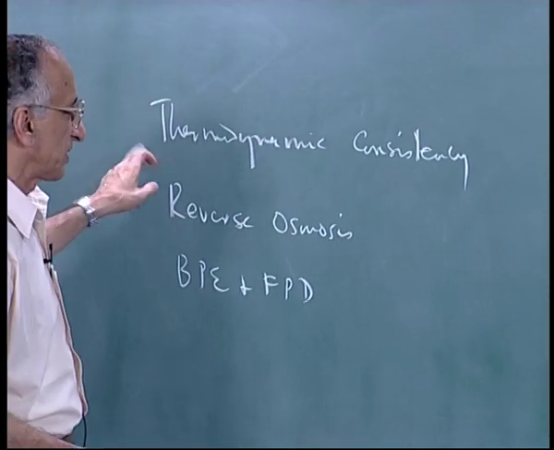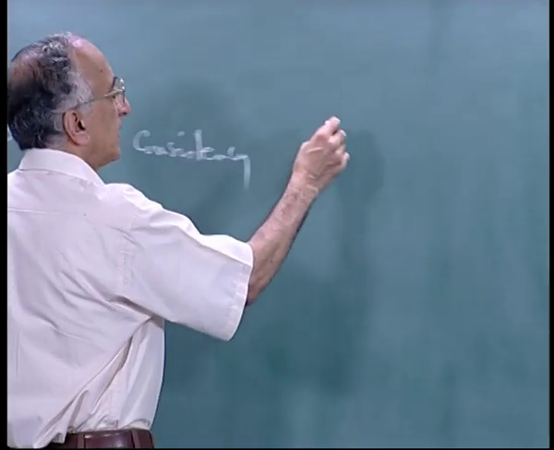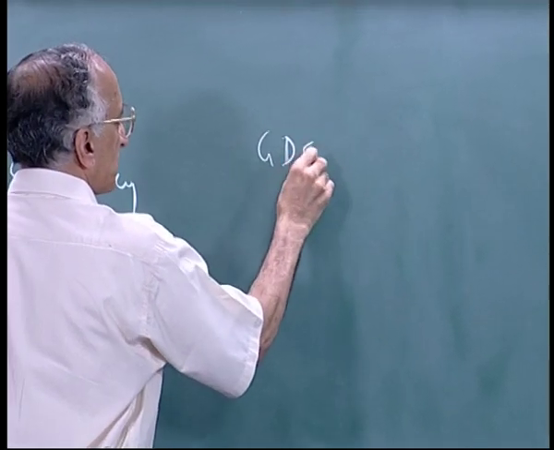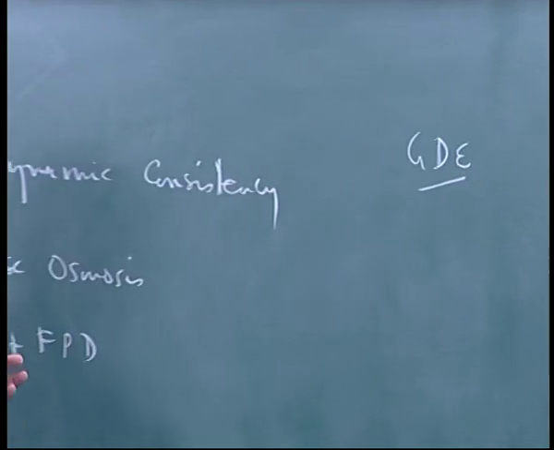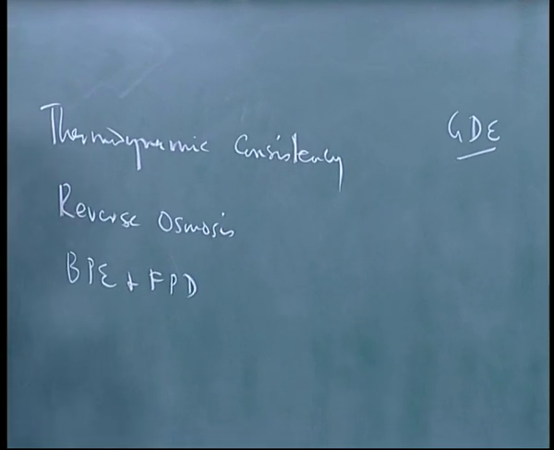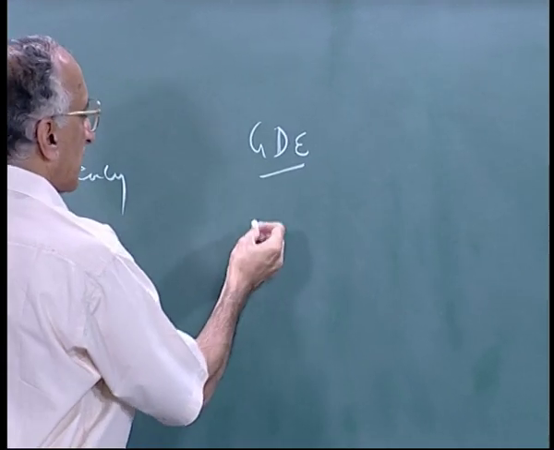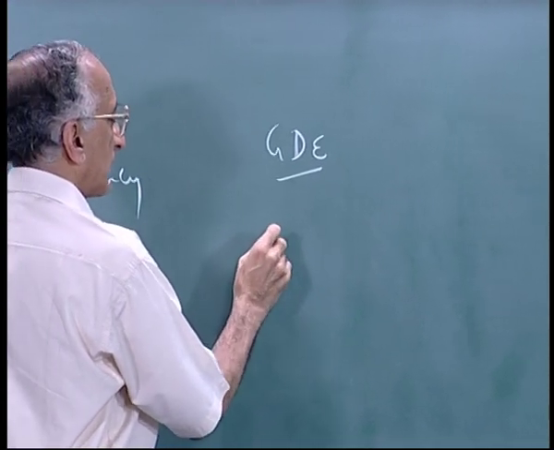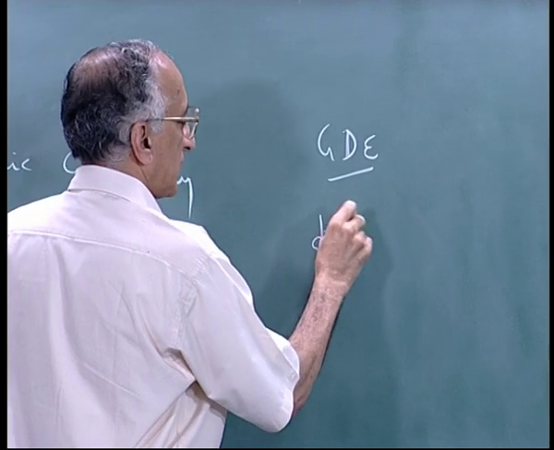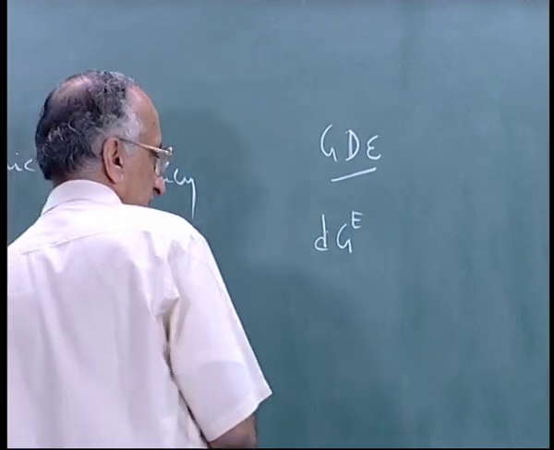Okay, we will discuss thermodynamic consistency first. The idea is the following. If you look at the Gibbs-Duhem equation, looking at, I will write the expression for d of G excess by RT.